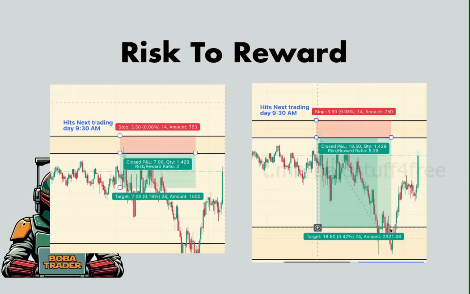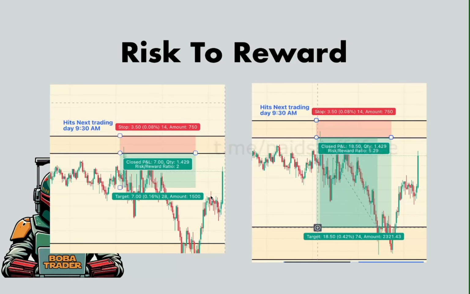But again, use caution on this. This isn't going to happen often. It's always safer to get consistent 2-to-1 trades or 3-to-1 trades. It's easier to get those consistently, and in the long run, it's better if you aim for those.